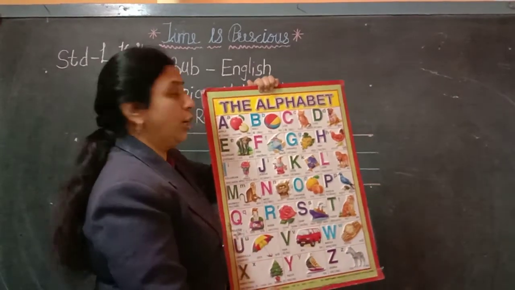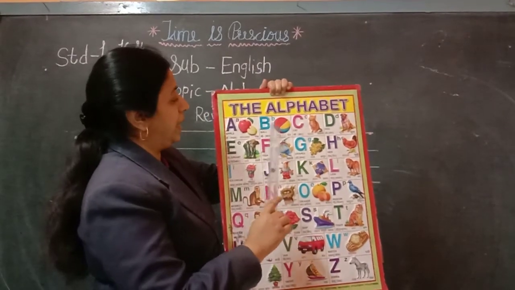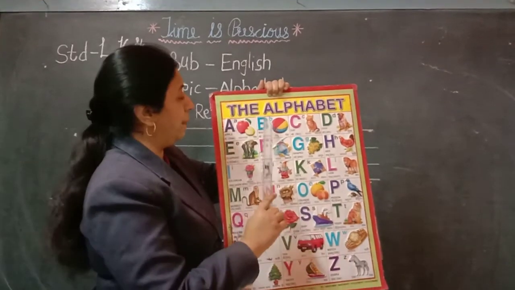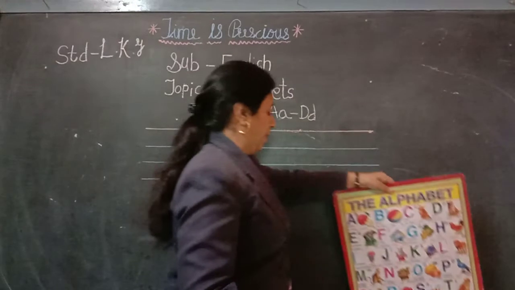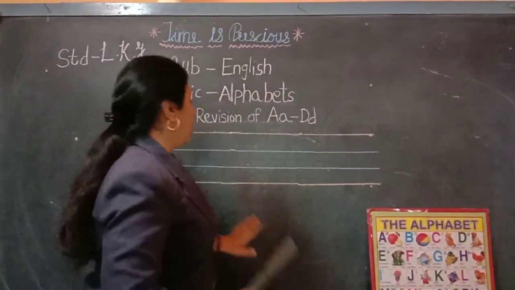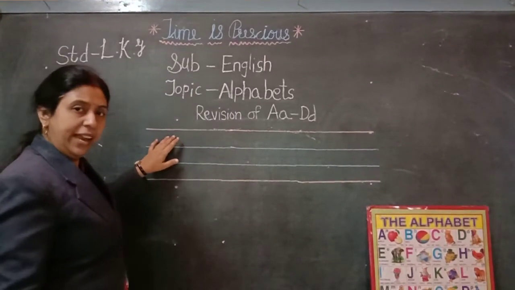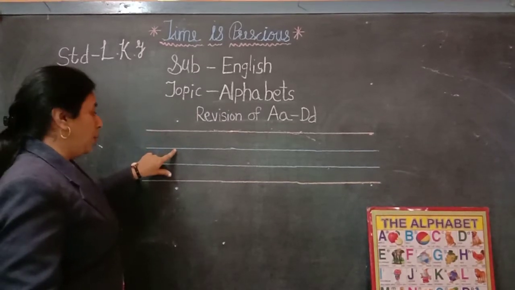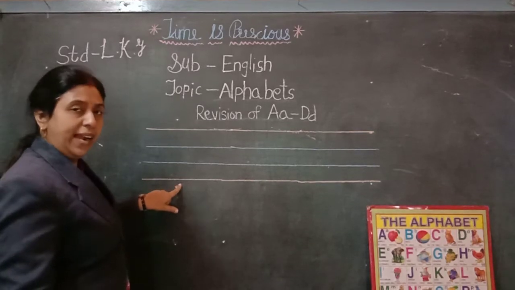So now I am going to teach you how to write A, B, C, D. Capital and small A, B, C, D, how to write together. So look here. Now we are going to start. Look here on the board. In your notebook, there are 4 lines. Red line, first blue line, second blue line, and red line.